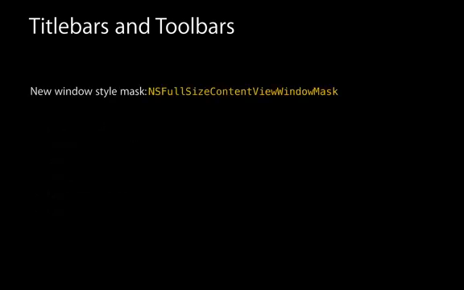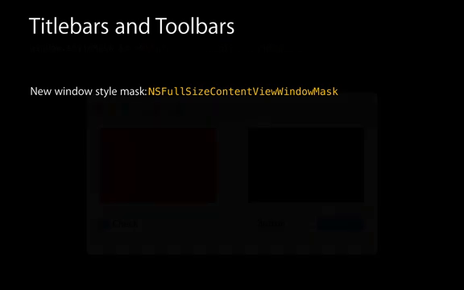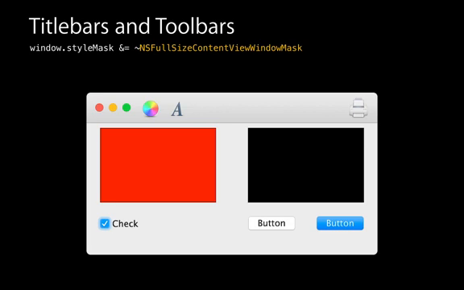We have to place them there explicitly, and we can do this using this new window style mask called NSFullSizeContentViewWindowMask. This is a simple demo app I threw together. This is using a style mask that does not include the full-size content view flag. And you can see our content view is vertically beneath the title bar and toolbar, and this content view just has a slightly odd red box and black box.